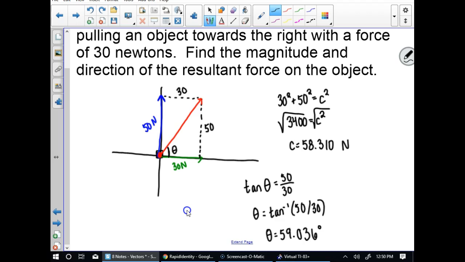What I don't want you to do on this, a lot of times whenever I give these problems, students will say it's 59.036 degrees north of east or something. If the problem doesn't have north, south, east, and west in it, you don't need to put north, south, east, and west in the answer, because we're not talking about north, south, east, and west. We're talking about up and down and left and right. So it wouldn't be correct to put north, south, east, and west in this problem. Okay, questions?